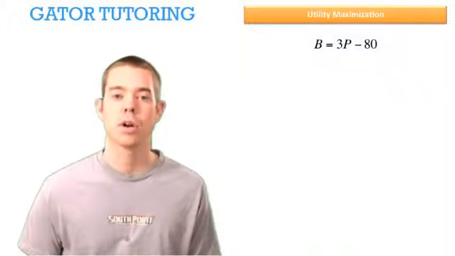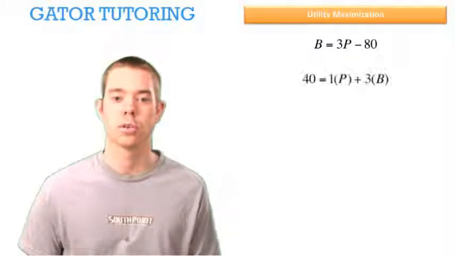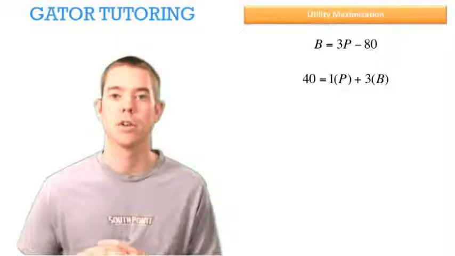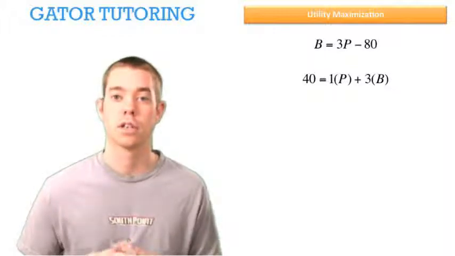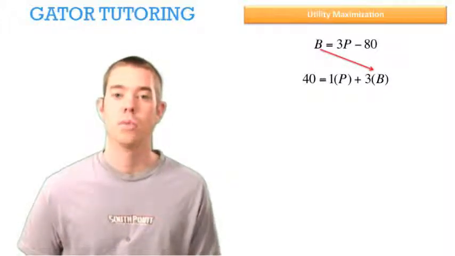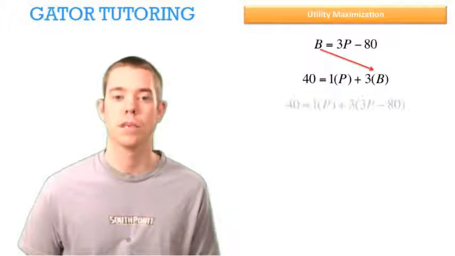So from here, we want to visit our budget constraint, which says we have $40 and it can be spent on two things, pizza and beer. Pizza costs $1 times the amount of pizza we eat, plus beer costs $3 times the amount of beer that we drink. We're just going to plug B straight into there, and then we'll have a function just in terms of P, and we'll be able to solve for the quantity of pizzas that we eat.